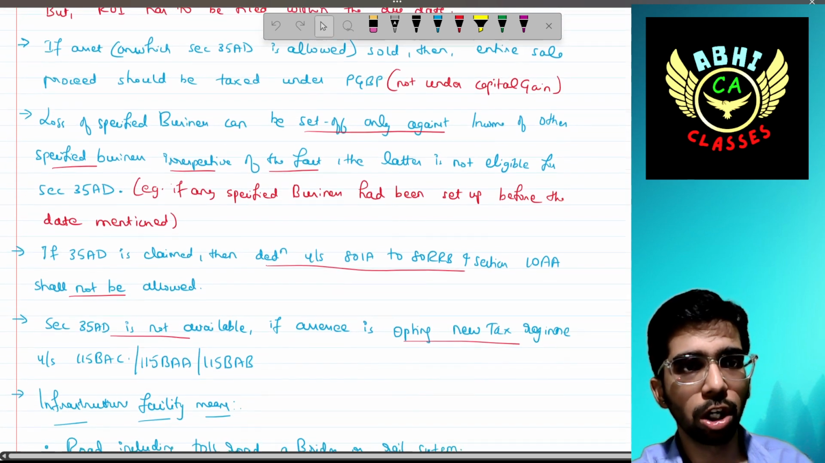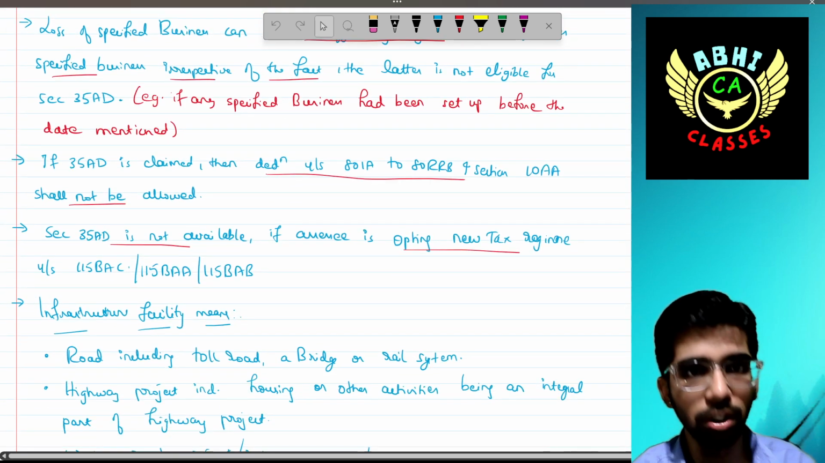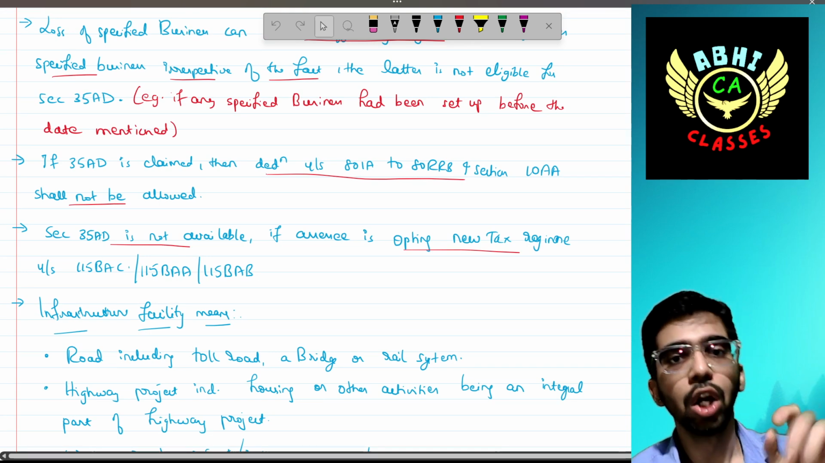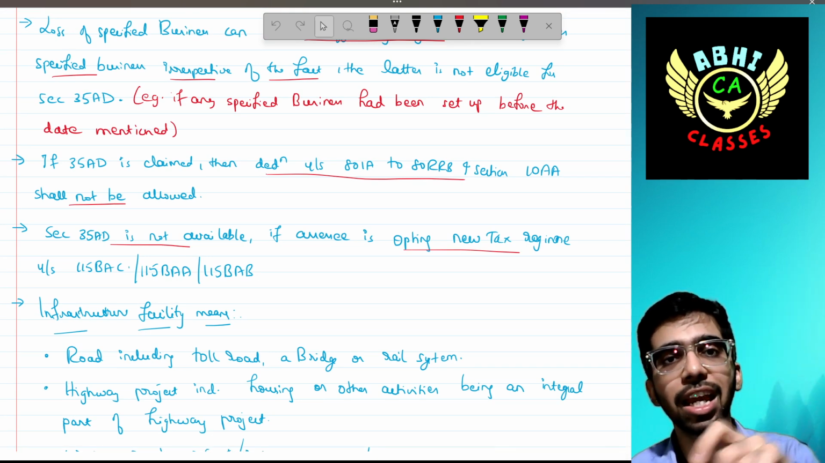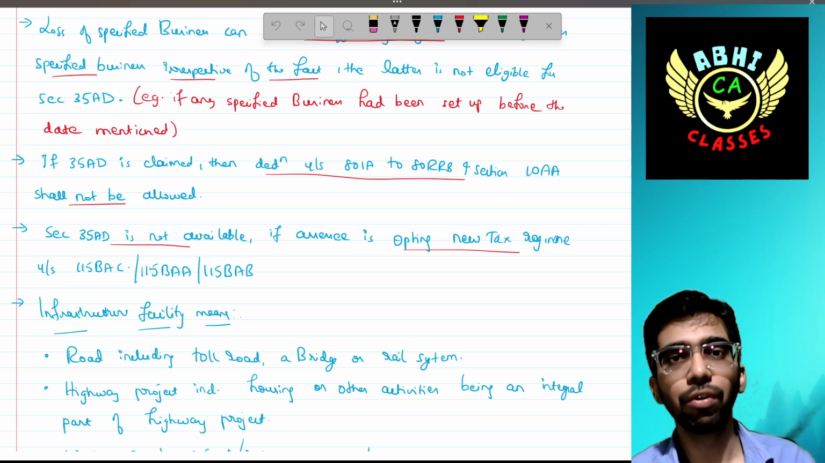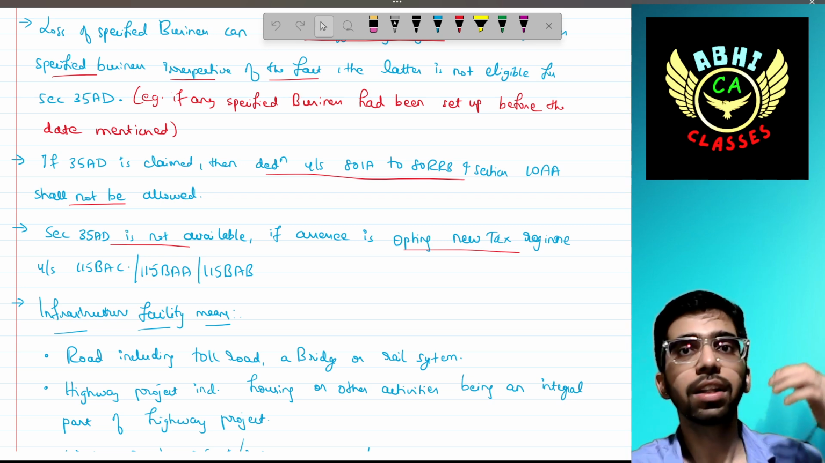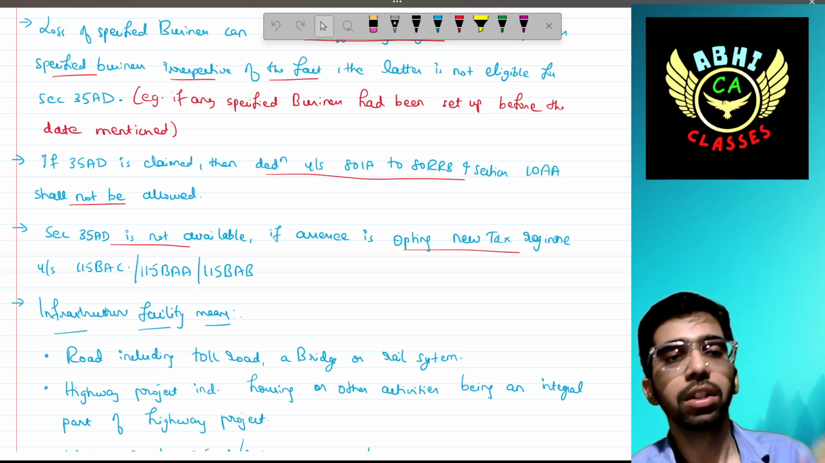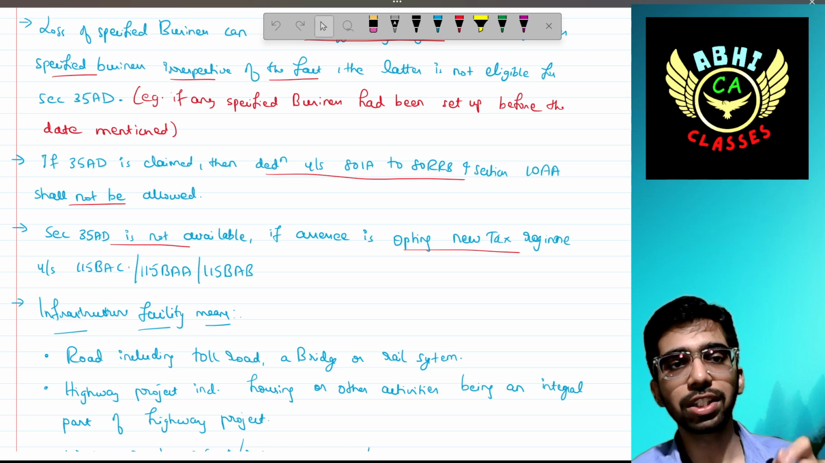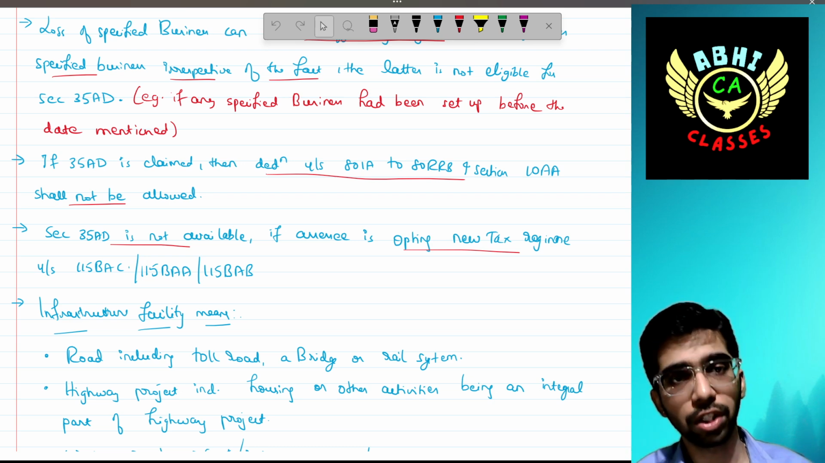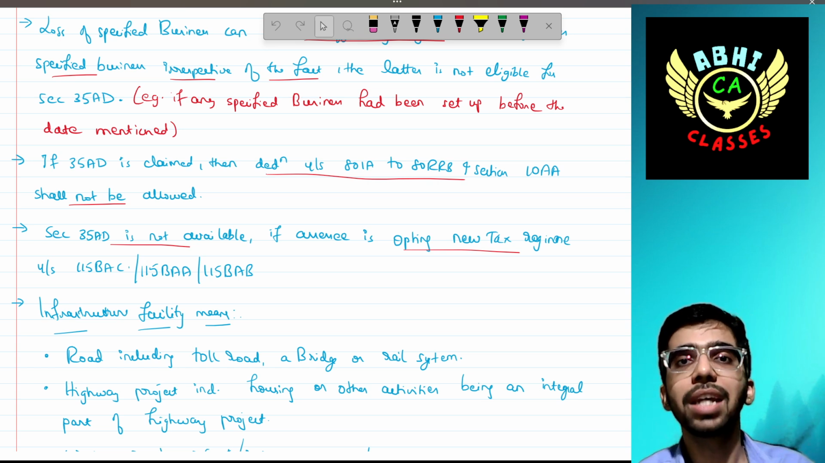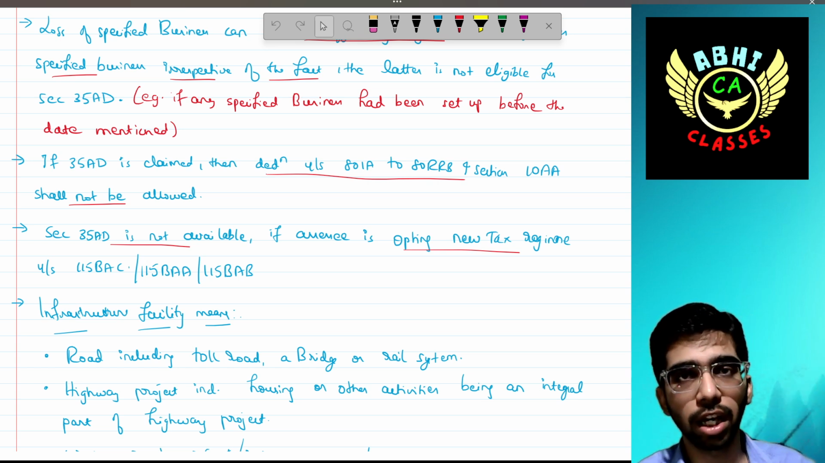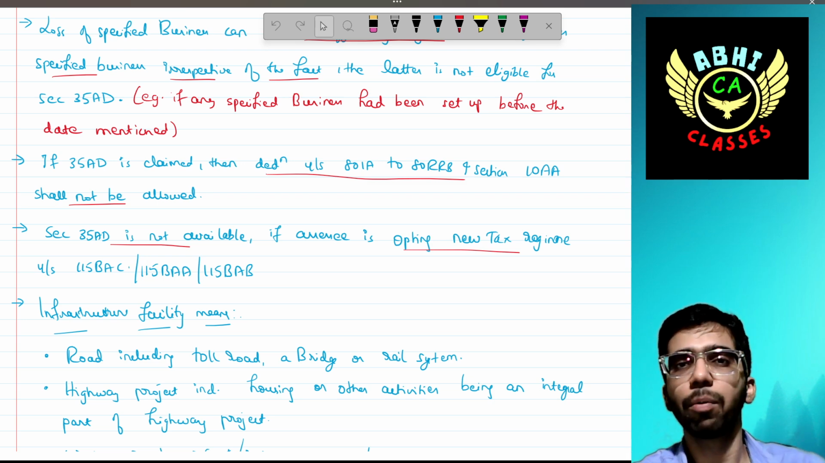Next, an important point is, if Section 35AD is claimed, the deduction under Sections 80IA to 80RRB and Section 10AA shall not be allowed, which we'll discuss in the upcoming chapters. Okay. Section 35AD is not available if the assessee is opting for the new tax regime, that we have already discussed. If you are opting for the new tax regime, Section 115BAC in respect of individual or HUF, 115BAA or 115BAB in respect of company assessees, then 35AD would be nil.